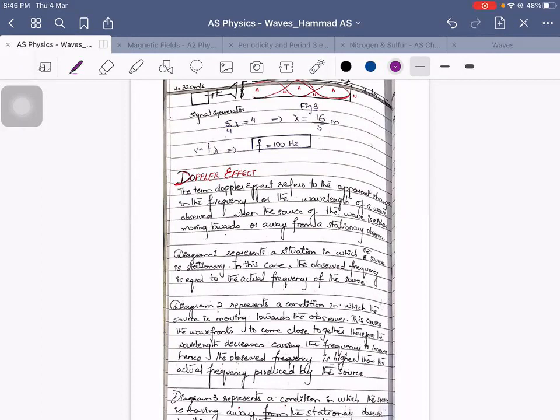However, the ambulance gives out the same sound frequency throughout, right? In such scenarios, the Doppler's effect is used. This is the Doppler's effect.